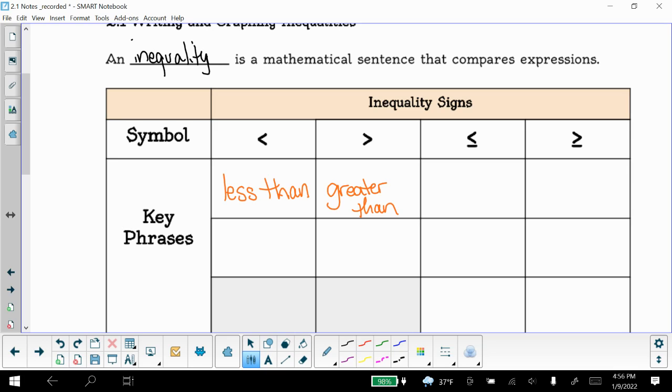And then the symbol next to that is a less than sign with a bar under it. So that means that not only is it a less than, but it also means it could be equal to. So there's an option there. It's an "and/or" sort of situation. So we say less than or equal to.